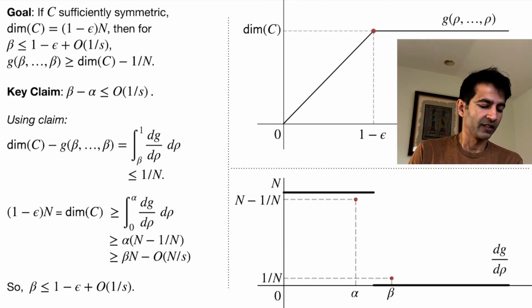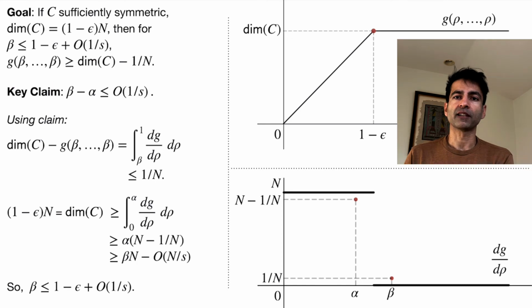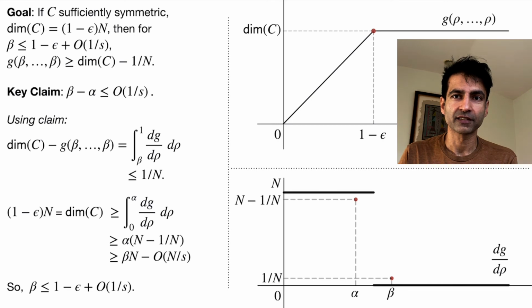Okay, so once we've proved this key claim, we'll be done. So that's the only thing we need to do. And to do that, we really need to use now deeper ideas from Fourier analysis. So let's do that next.